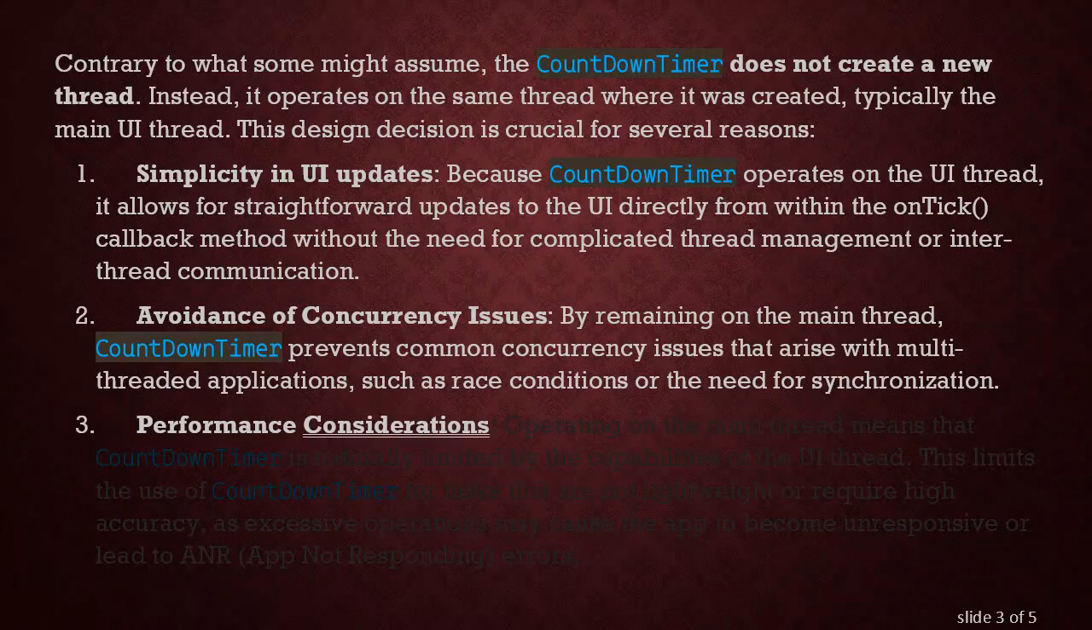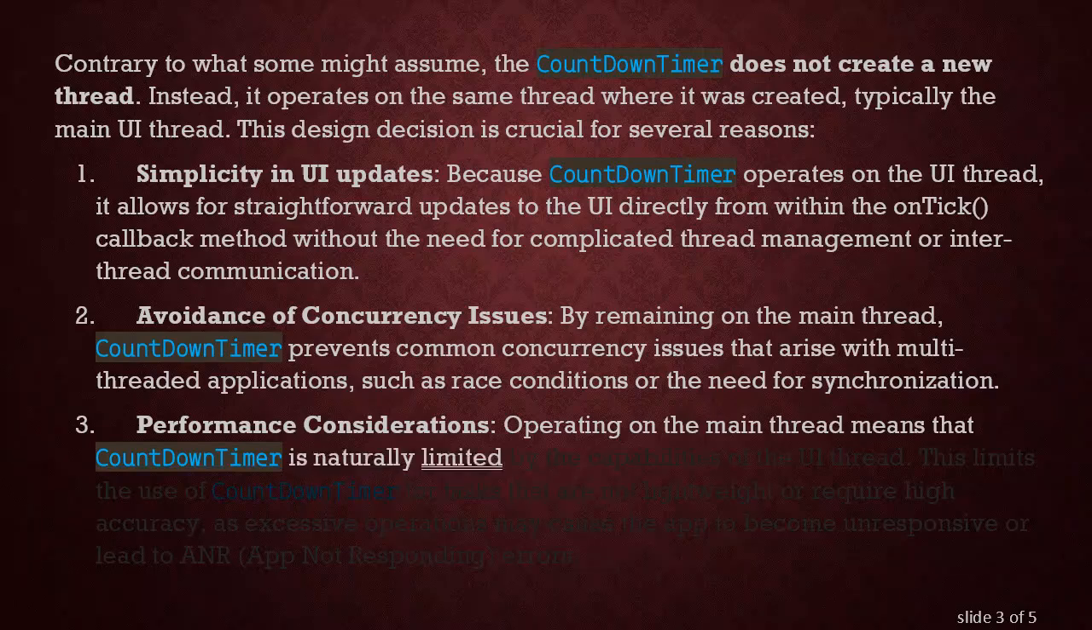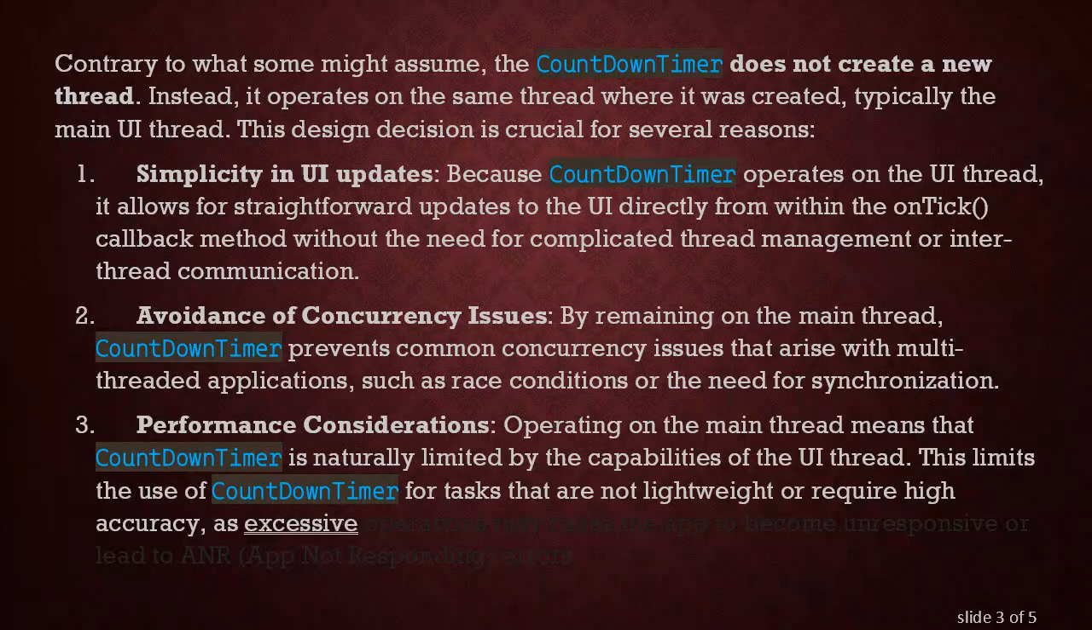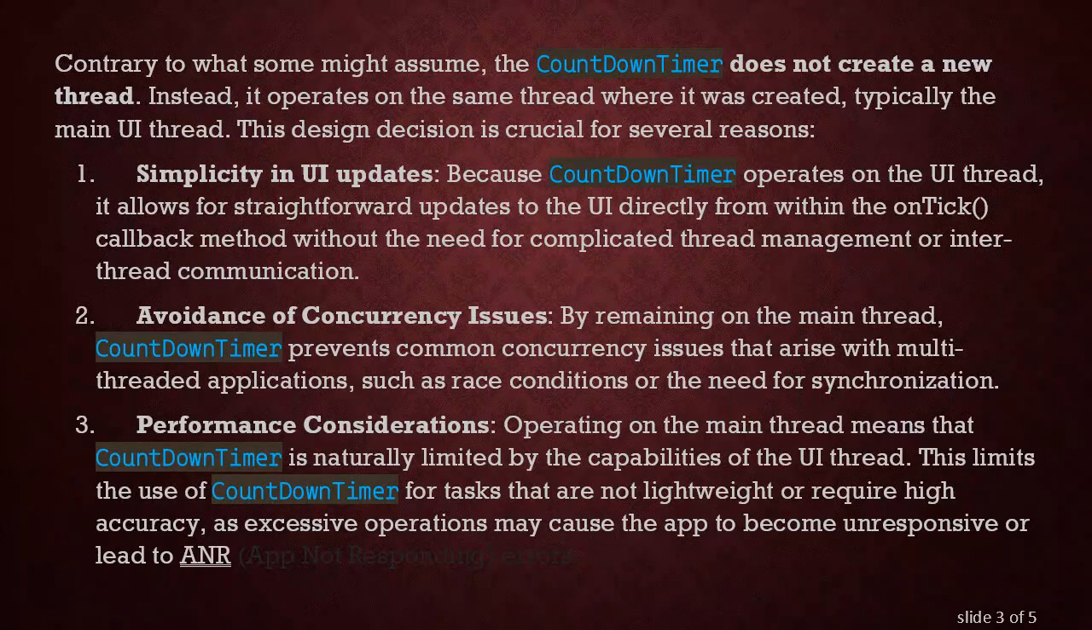Performance considerations. Operating on the main thread means that CountDownTimer is naturally limited by the capabilities of the UI thread. This limits the use of CountDownTimer for tasks that are not lightweight or require high accuracy, as excessive operations may cause the app to become unresponsive or lead to ANR, app not responding, errors.